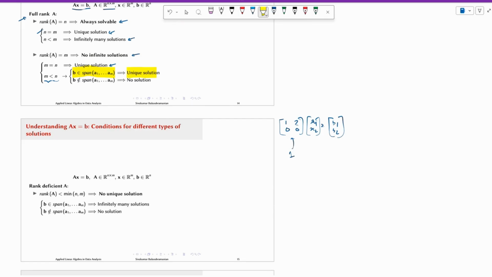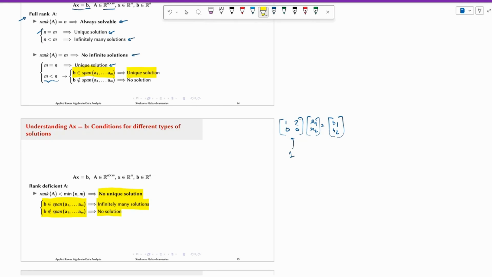When you have a rank deficient matrix, you cannot have a unique solution anymore. That's out. There are only the other two possibilities, and that depends on B and its relationship to the columns of A. If B is in the span of the columns of A, then you have infinitely many solutions. If B is not in the span of the columns of A, then you have no solution.